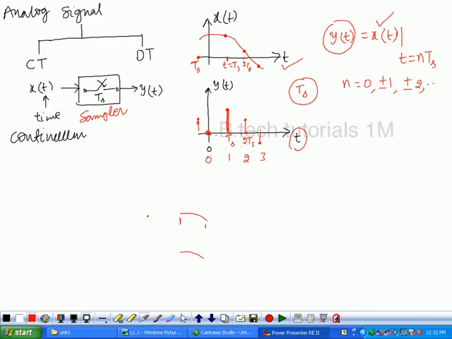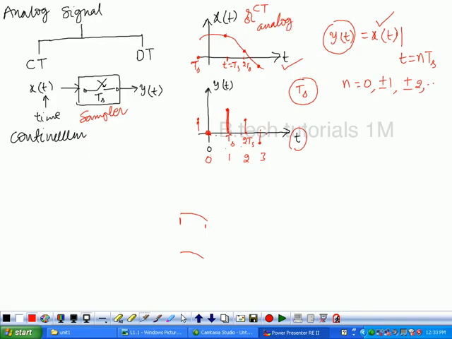So what this indicates, we are taking the signal only at a particular instance of time. At 0, we have taken at t equivalent to ts, at t equivalent to 2ts, and so on. Therefore, a discrete time signal can be obtained by sampling the continuous time signal or analog signal. As I already mentioned, the continuous time signal and the analog signal can be used as synonyms. Therefore, this can be considered as x of t is CT or analog.